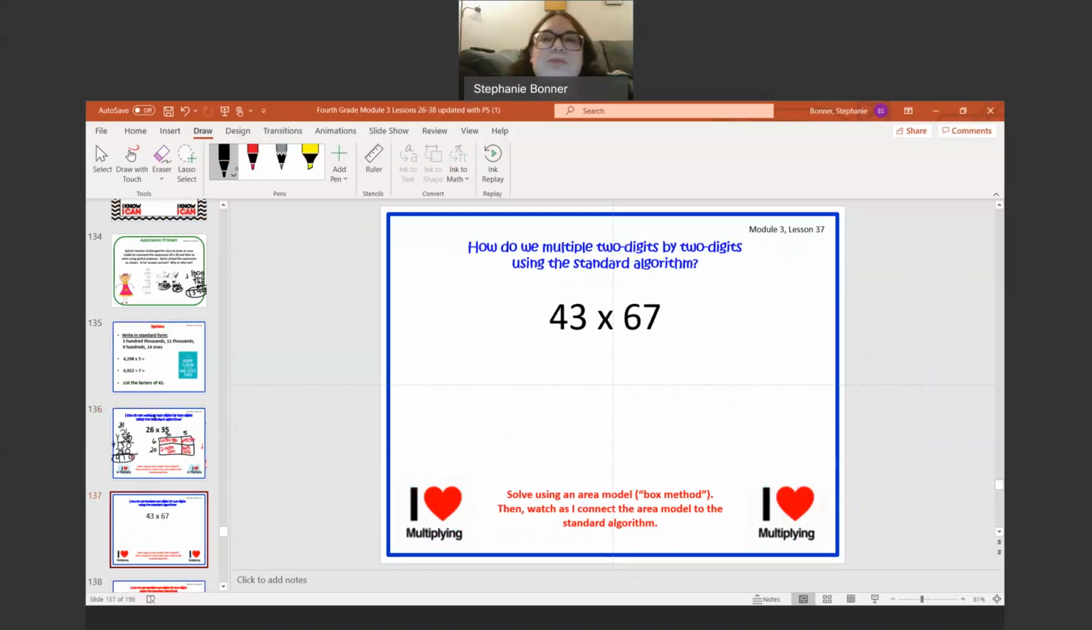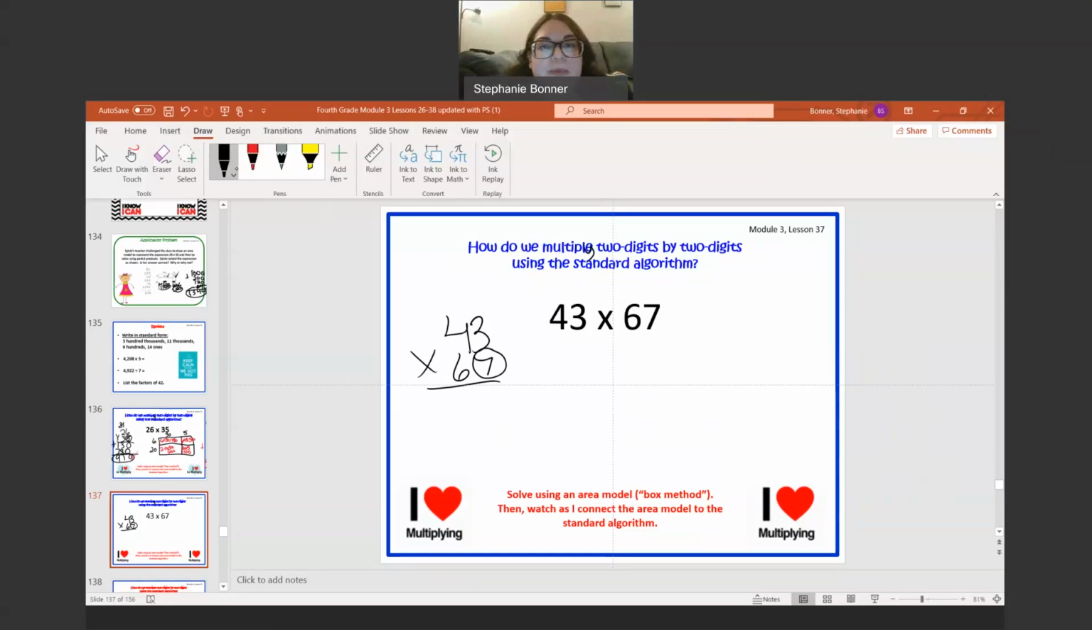So this one says, how do we multiply 2 digits by 2 digits using the standard algorithm again? So we're going to just do it again. 43 times 67, those numbers are stacked on top of each other, and we're going to start in the ones place with the 7. He's going to go up and visit the 3 in the ones place, and then he's going to go over and visit the 4 in the tens place.